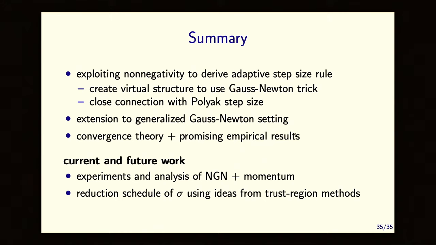Currently, we are working, and that's still work in progress. We had a workshop paper in SML, but we still keep working on momentum. What is the picture if momentum comes into play? And there are other ways we can try to change sigma in an automatic way.